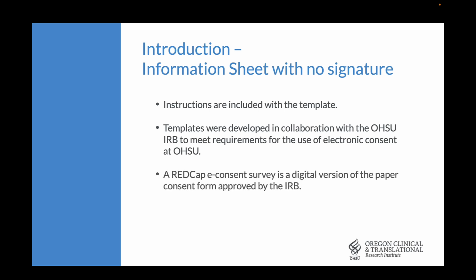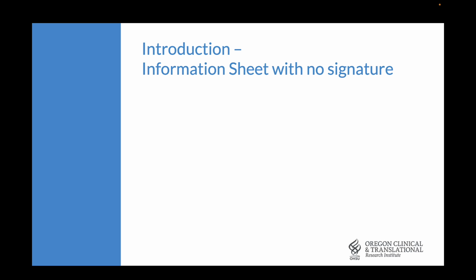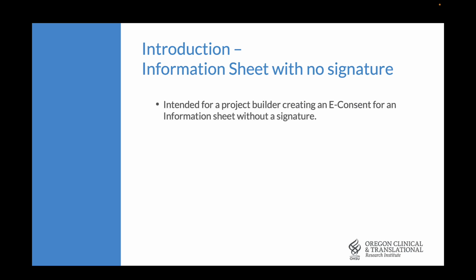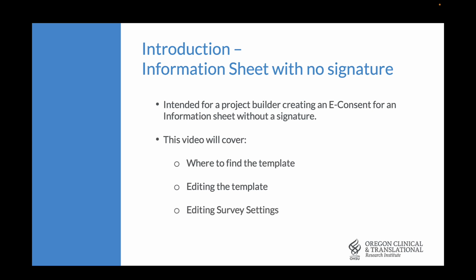A REDCap e-consent survey is simply a digital version of the paper consent form that has been approved by the IRB. This video is intended for a project builder who is creating an e-consent in their REDCap project for an information sheet without a signature. In this video, we will cover where to find the template, how to edit the template, editing the survey settings on the template, and how to set up the PDF Snapshot.